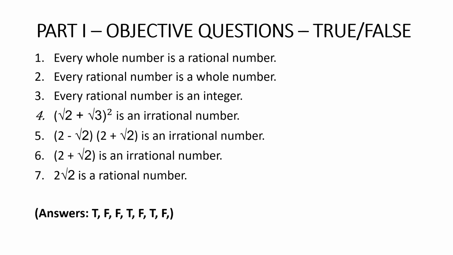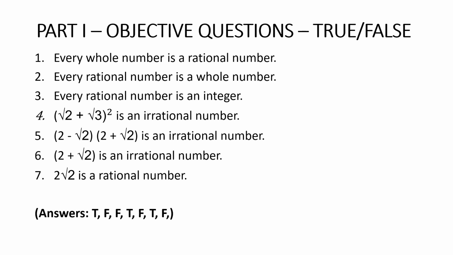First one, every whole number is a rational number. This will always be true, correct? Every rational number is a whole number. This will be false. Why? Because you can have any type of rational number. For example, if I say 1 upon 2, it is a rational number, but it is not a whole number. Every rational number is an integer. Obviously, this is also false.